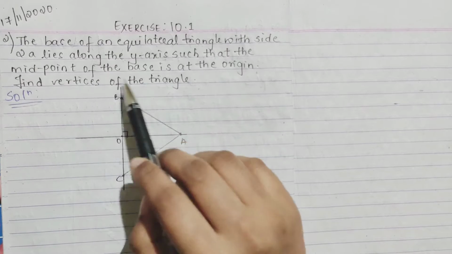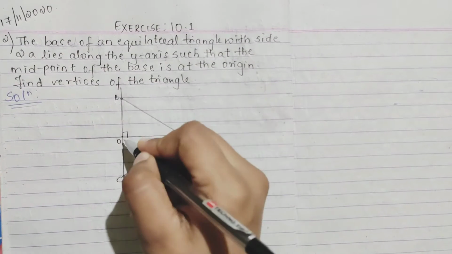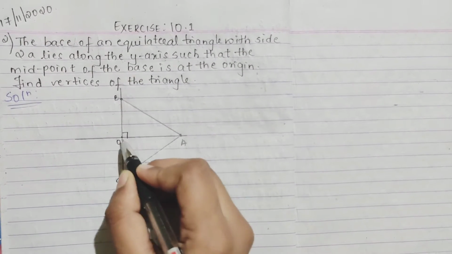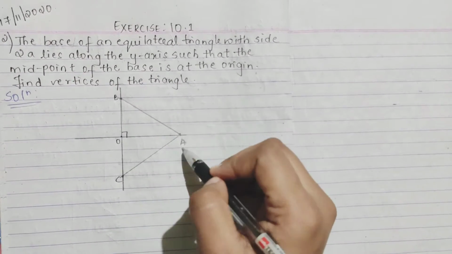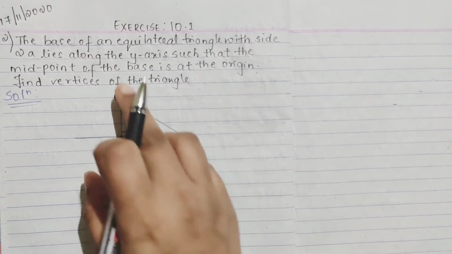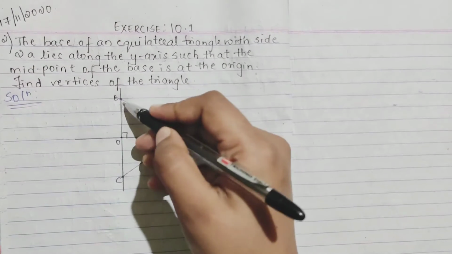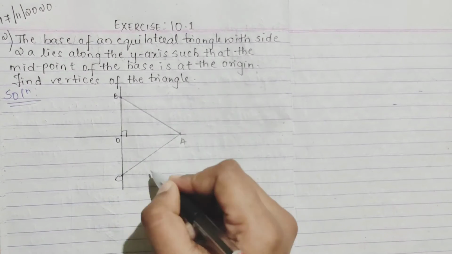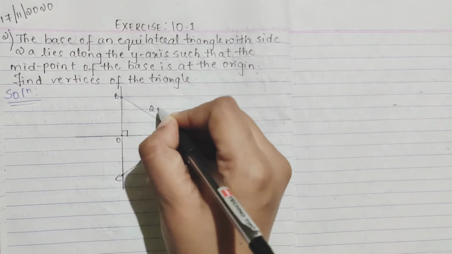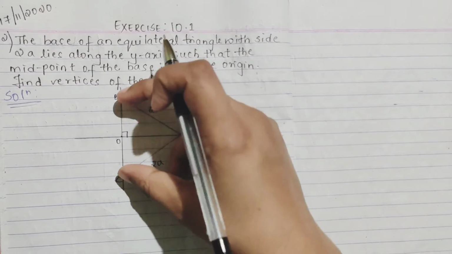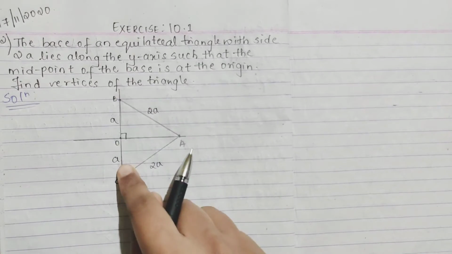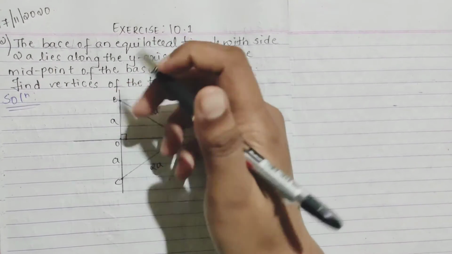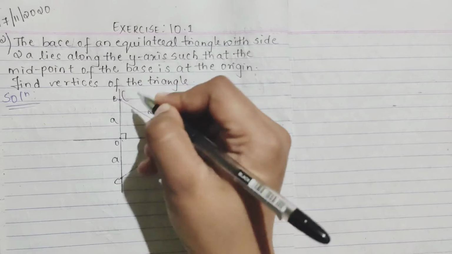What they are telling, midpoint of the base is at origin. Okay, midpoint of the base is at origin. Find vertices of the triangle, which means these vertices we have to find. So it is 2A, so this whole base is 2A. Now if it is 2A, this side is also 2A and this side also 2A, equilateral triangle, right? But here if this is 2A, this will be divided into A, right? This A, this A.